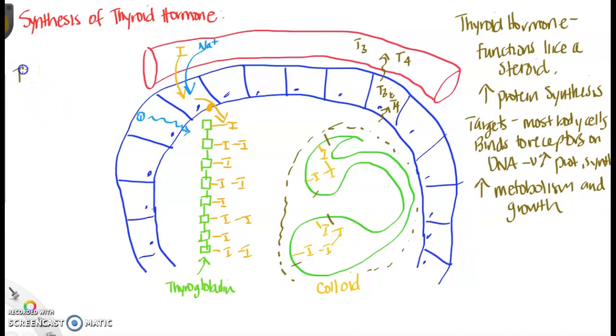T3 is the active form. So T4 is not. T4 is inactive, and it can be activated by cells. 80% of it's activated in the liver cells. And also as it's flowing through the blood, it will degrade into T3. Okay, so we have a whole lot more T4 than we have T3.